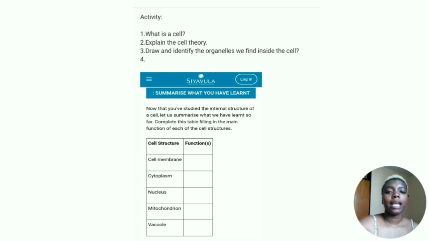Okay, learners, to summarize the lesson, we have covered what a cell is, the cell theory, the structure of the cell, its organelles, and its function. Now, the resources that we have used: if you want to get more information about the cell, you can have access to the Siyavula textbook, which can be accessed through software or hardware. You can buy the book or you can download the book on websites out there.